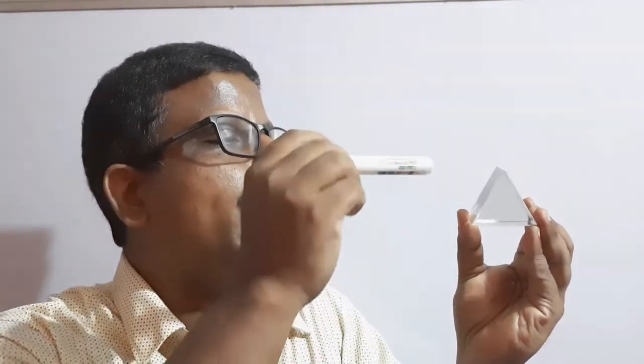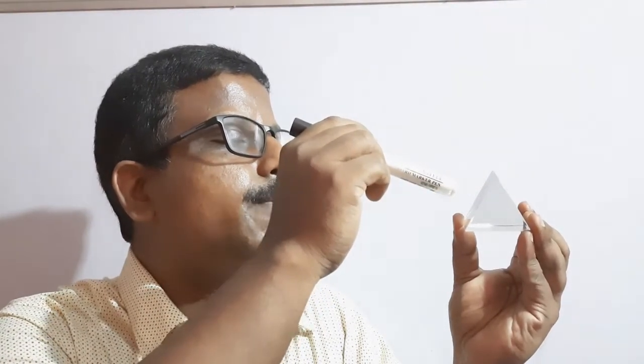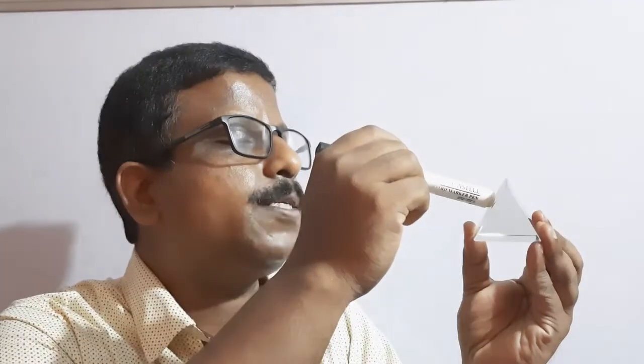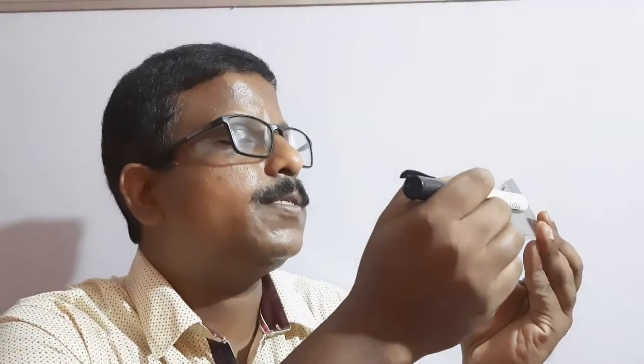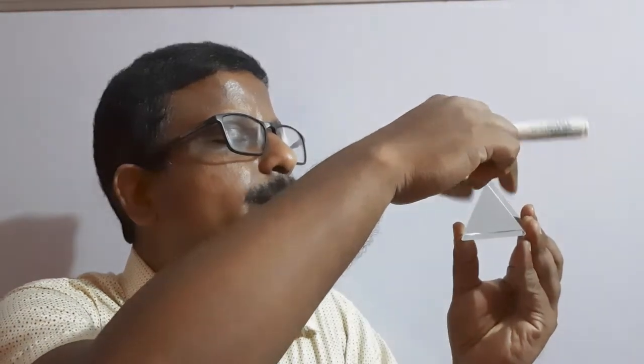If a ray of light falls on this surface, it goes from air to glass. Then on the other side, after refraction, there is another refracting surface here, where it goes from glass to air. So in a prism there are 2 refracting surfaces, these 2, and this is the base of the prism.